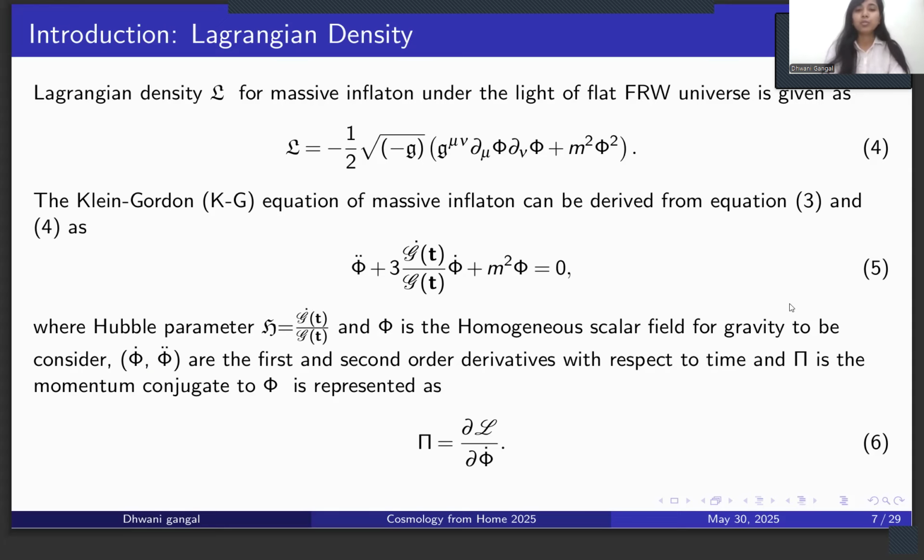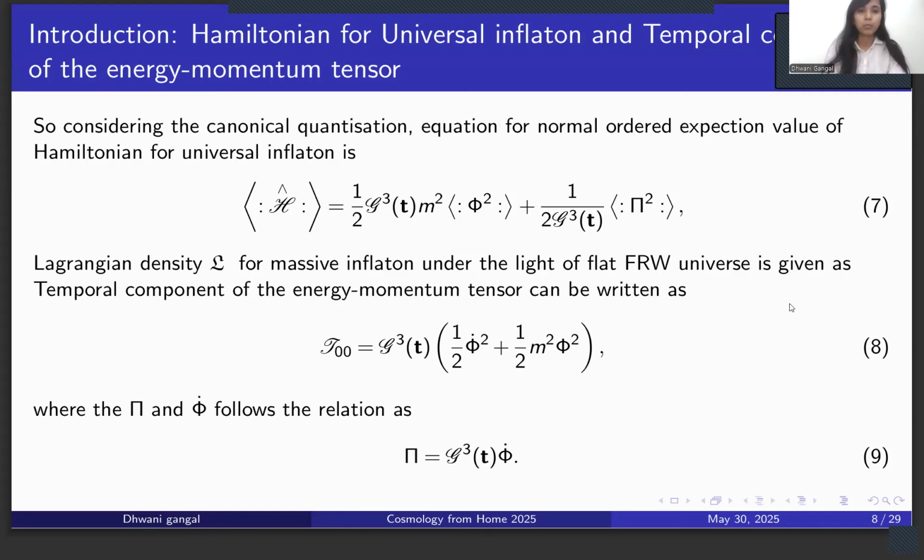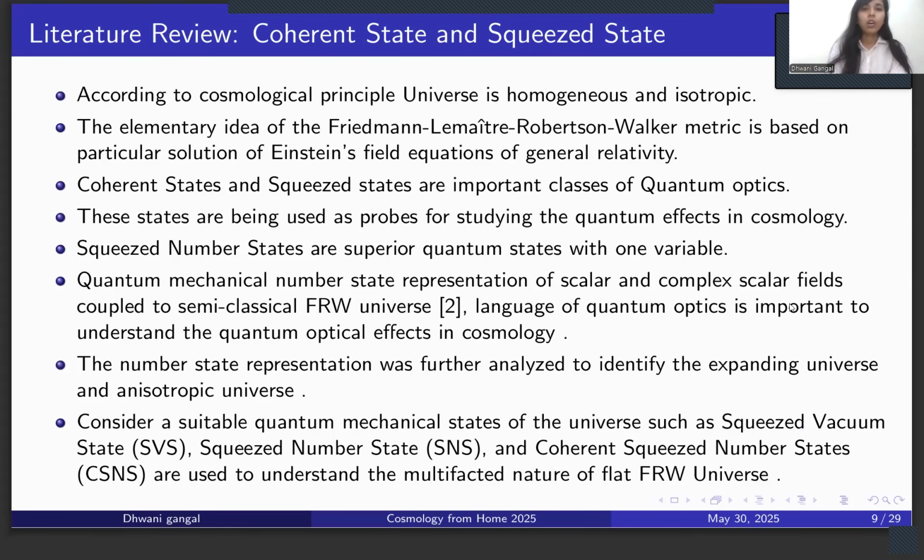The next equations show the conjugate position and conjugate momenta, and equation number 7 shows the Hamiltonian, which is the combination of kinetic energy and potential energy. We have seen that in the literature review.